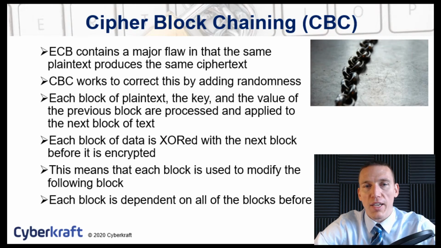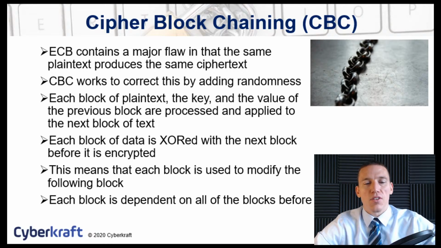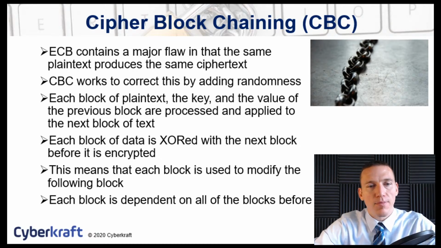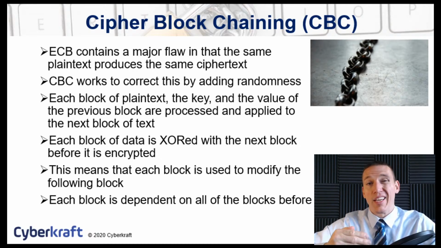So what cipher block chaining does is that it takes the ciphertext created by the previous block, and then XORs it with the next block before encrypting it. So this adds randomness. It's a very secure method of creating ciphertext. But it means that each block is dependent on all the blocks before it, so the blocks have to be encrypted in order.